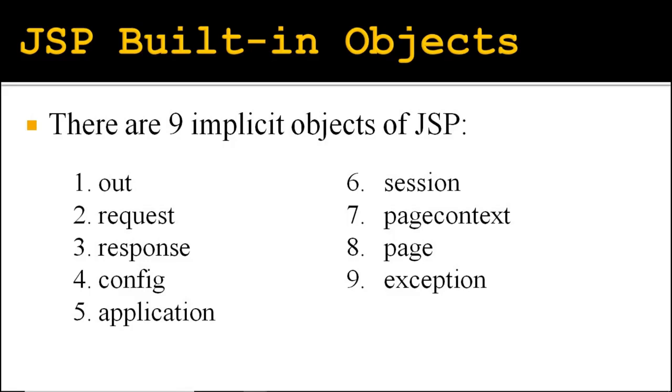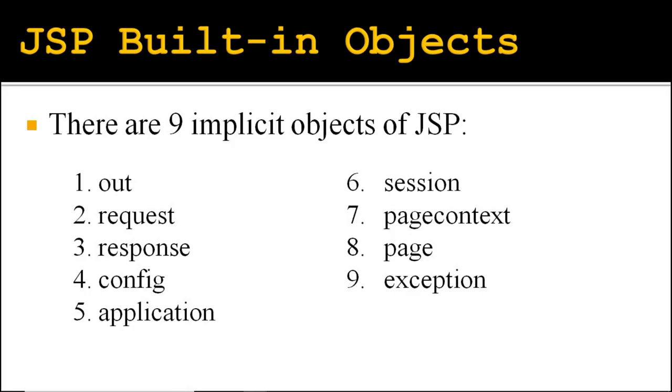These are the 9 implicit objects of JSP, which are created by the web container by calling the JSP init method. Whenever the web container creates the objects, only then is the web container going to process the client request. So this is the major advantage of these built-in objects. Let us see how each individual object is used for processing the client request.